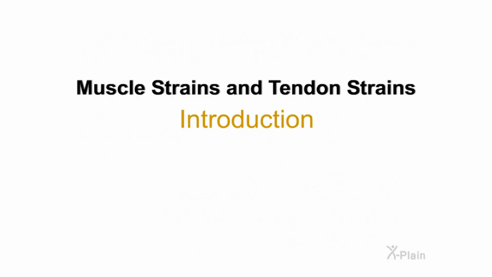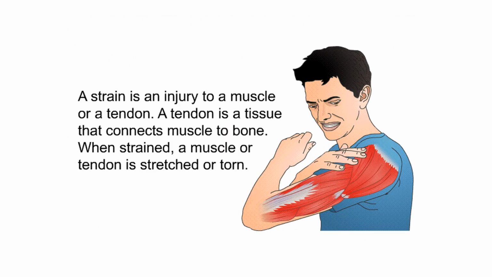Muscle strains and tendon strains. Introduction. A strain is an injury to a muscle or a tendon. A tendon is a tissue that connects muscle to bone. When strained, a muscle or tendon is stretched or torn.